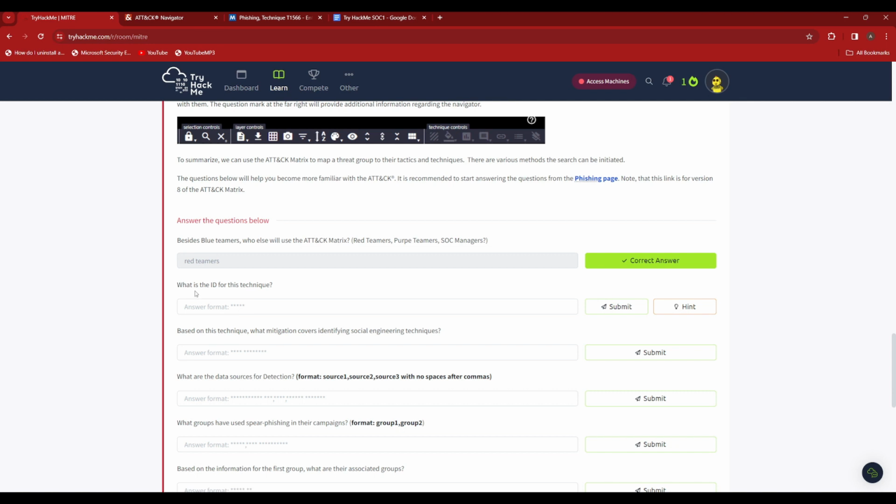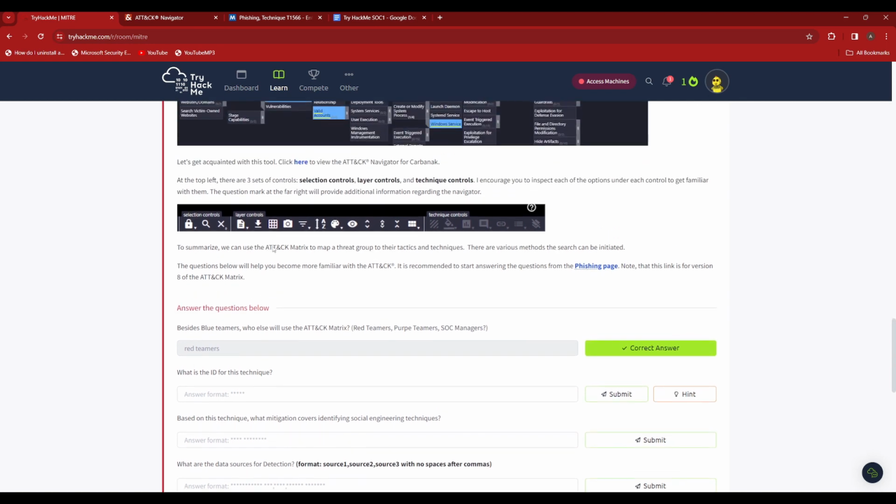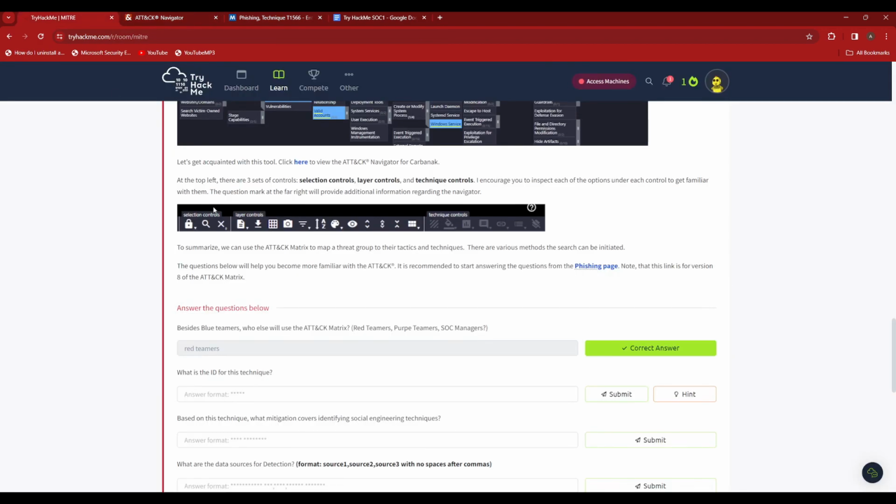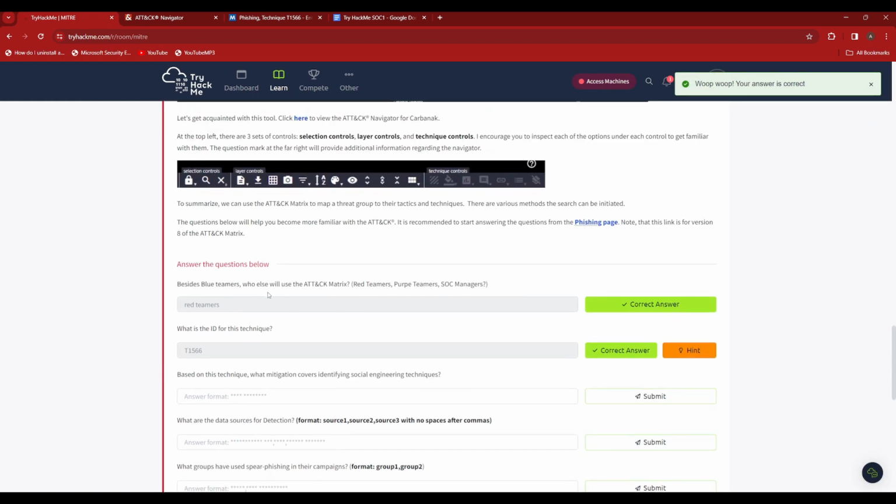By this technique, I guess they mean phishing page. I'm not 100% sure, but I'll go and double check and see what I can figure out myself. But it looks like with the phishing technique, it looks like ID T1566. Not 100% sure if that's true, but I'll try it out. Okay, that was correct.